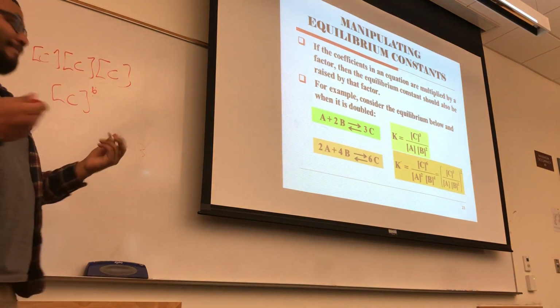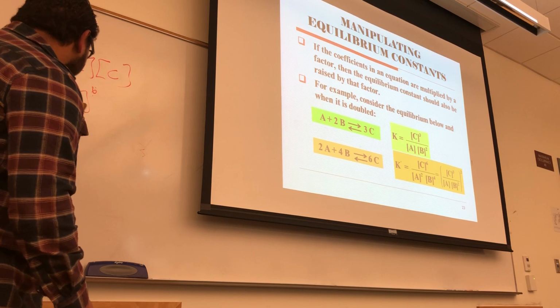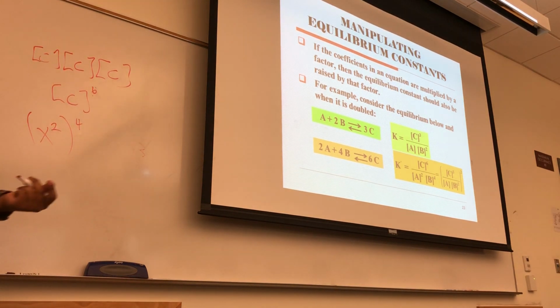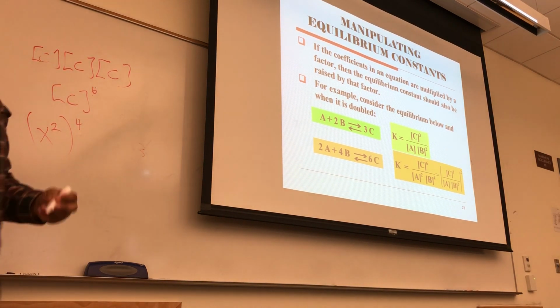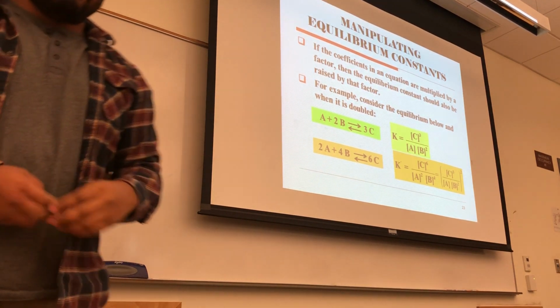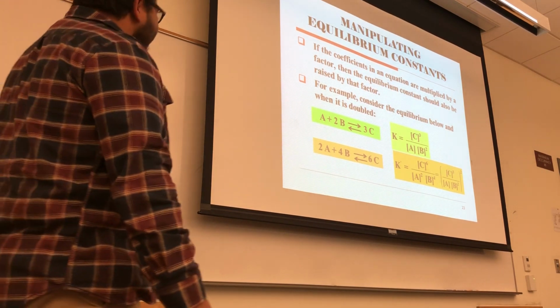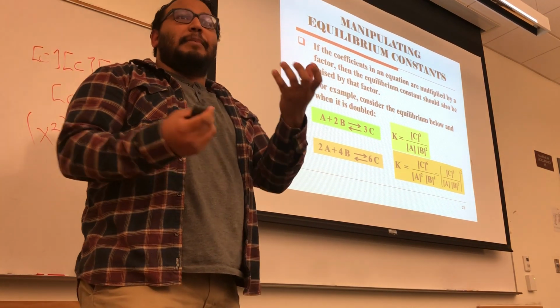It's essentially like, if you have x squared and you raise it to the 4th, what's my overall thing? It's x to the 8th. But you're essentially just increasing the concentration, doubling the concentration. Or in this case, it's more like I'm affecting the molar ratio.